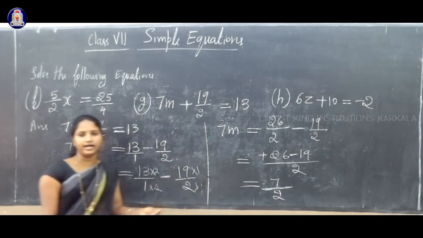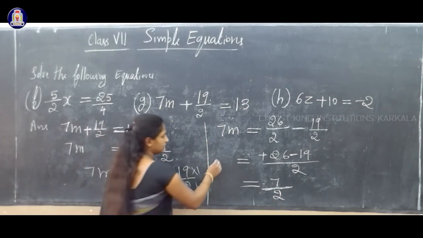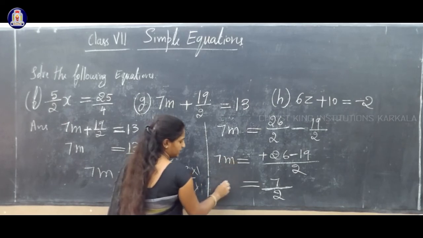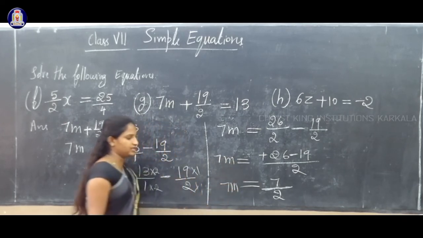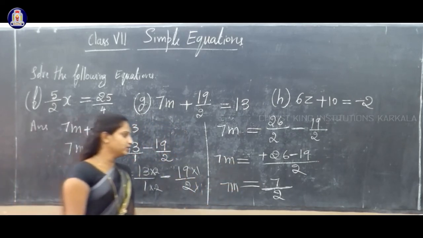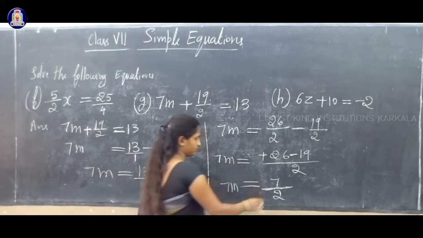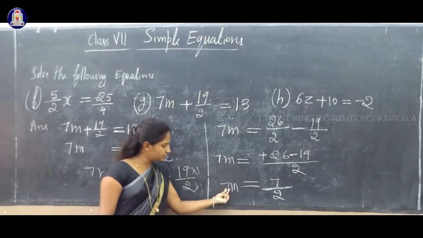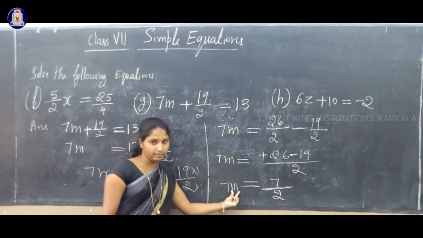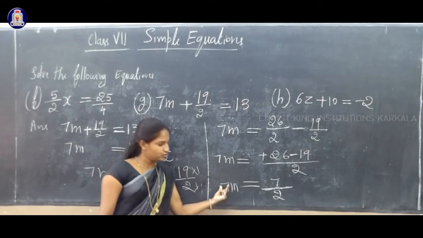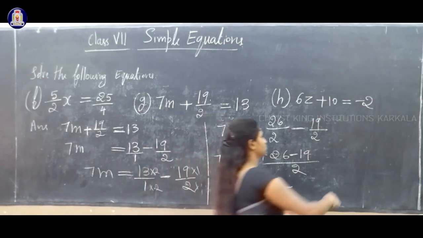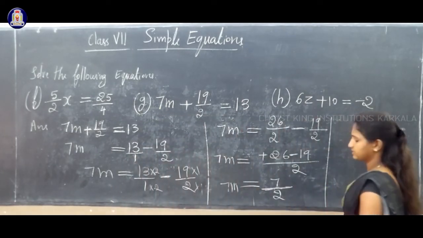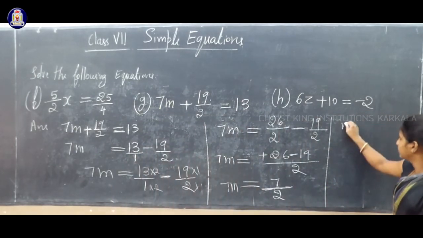So 7 by 2. On the left hand side, the variable is 7m. So 7m is equal to 7 by 2. But on the left hand side, only the variable should remain, right? Here 7 is multiplied to the variable, so we have to remove this 7. Since 7 is multiplied, it will divide the right hand side.